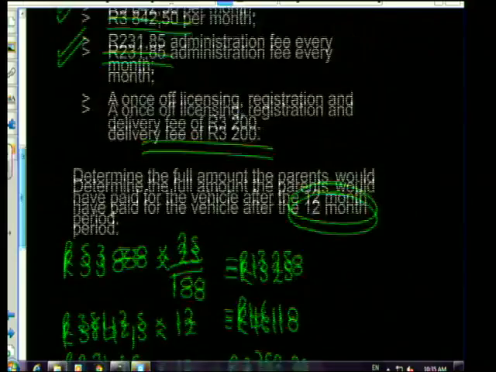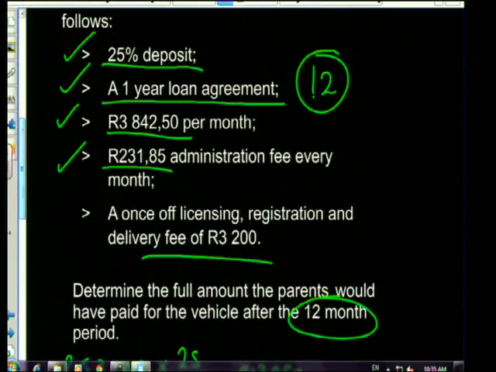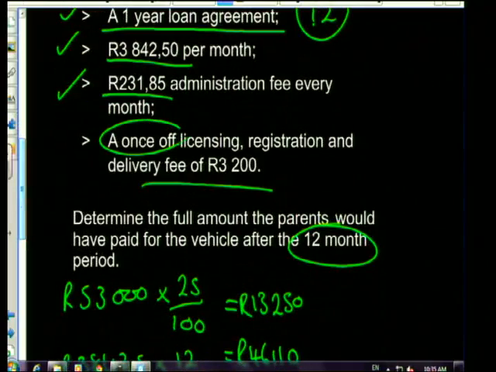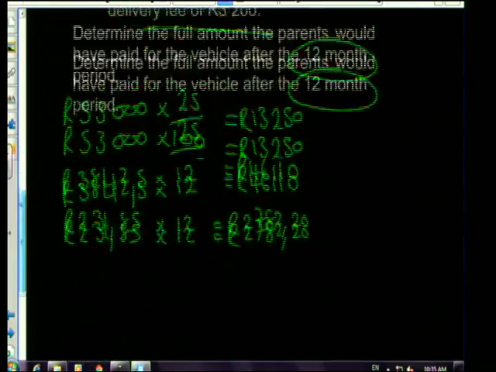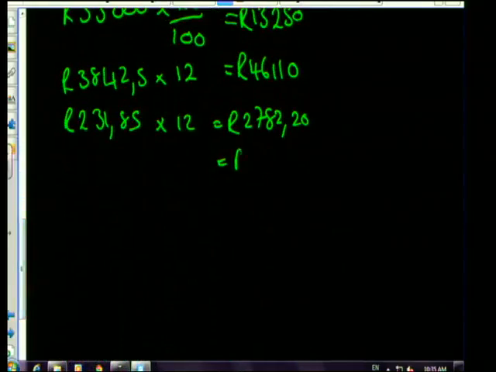Have we used all our information? One more thing it says. A once-off. So we're not paying this every month. Not a chance, only once off, a licensing, registration and delivery fee of 3,200 Rand. 3,200 Rand is what the parents have to pay before they can take that vehicle out as well. Sure, there's a lot of money here.